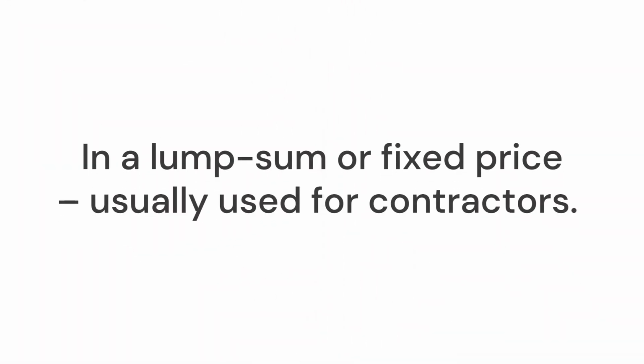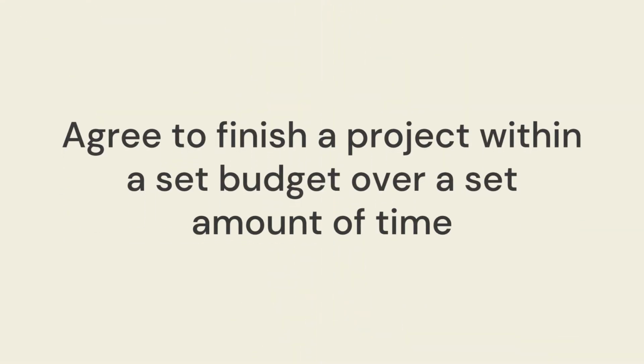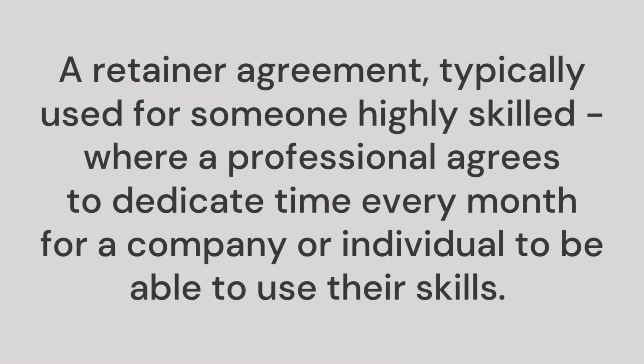A lump sum or fixed price contract is usually used for contractors. They agree to finish a project within a set budget over a set amount of time. A retainer agreement is typically used for someone highly skilled, where a professional agrees to dedicate time every month for a company or individual to be able to use their skills.